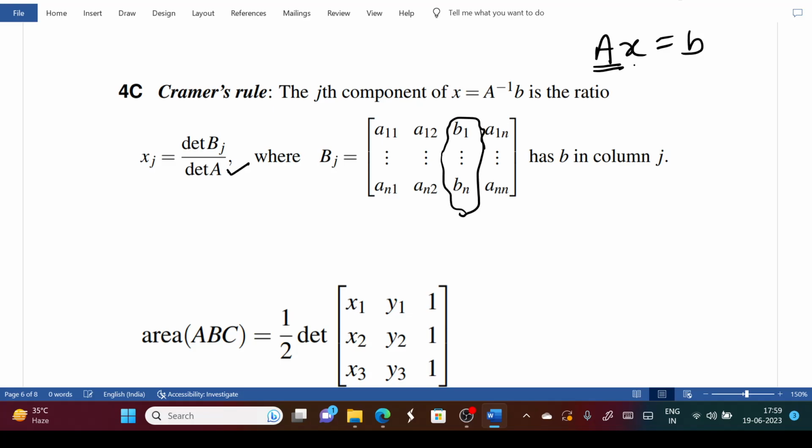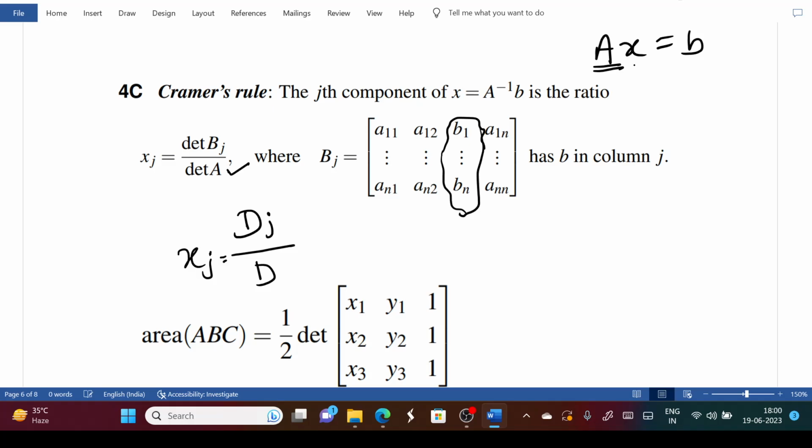In the class I have discussed it as Aj, and the determinant is Dj. So Dj by determinant of A, that is D, will give you the value of Xj. Determinant of Bj divided by determinant of the coefficient matrix gives us Xj. So this is all about Cramer's rule.